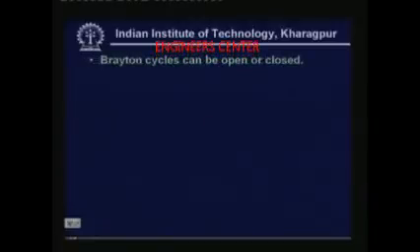Now, Brayton cycles can be open or closed. So far we have discussed a closed cycle, which means the same amount of air is flowing through the cycle repeatedly, but in actual cases you can have an open cycle or a closed cycle. So, let us see what an open cycle is.